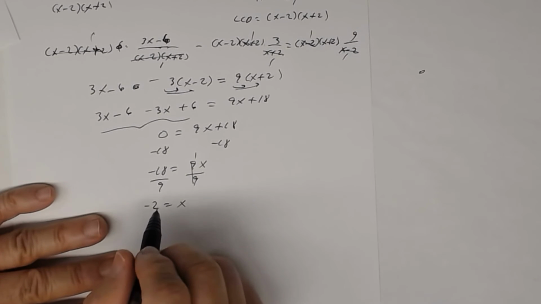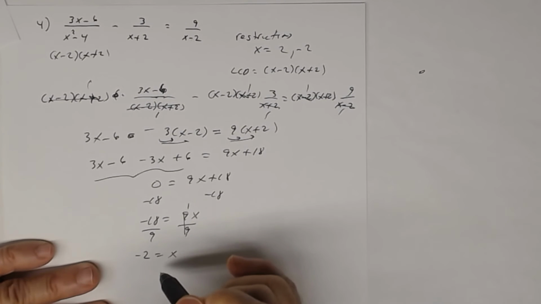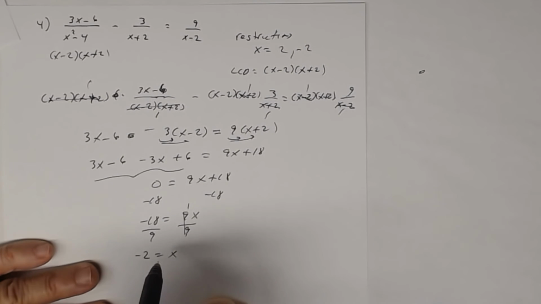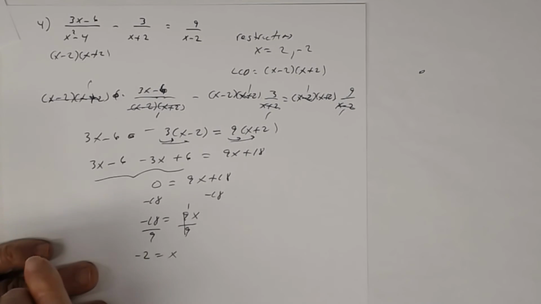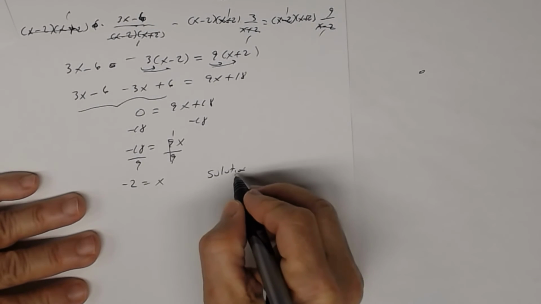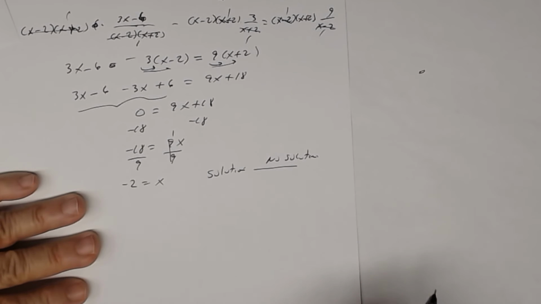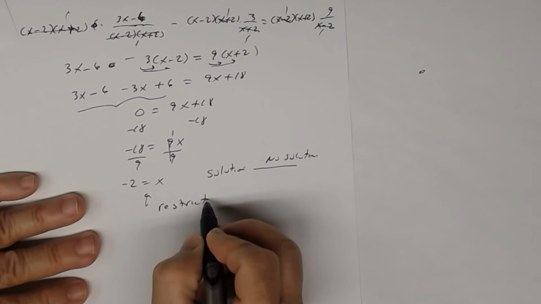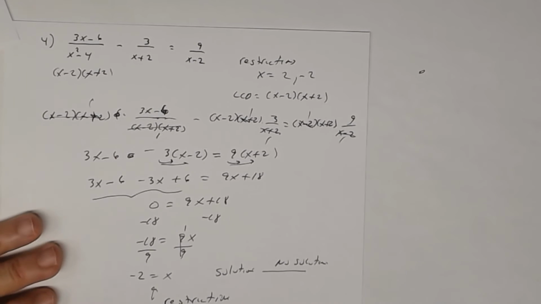Now, you want to check to see if this proposed solution is a restriction, and it is. So this is the only proposed solution I had. It happens to be a restriction, which means that this proposed solution makes this equation not a true statement. So therefore, you're going to say your solution. So in the blank, you're going to write no solution. Okay, so there's no solution. So this equation has no solution because this is a restriction. Okay? All right, so that's number 4.